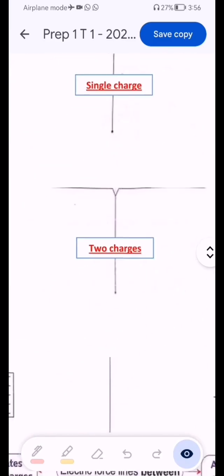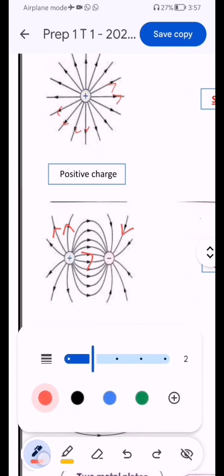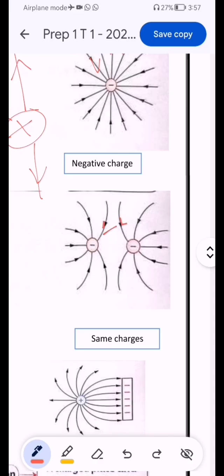Okay, number 2, if you have two charges, a positive and a negative, the electric field lines will move from what, or start from what? From positive to negative, and the other arrows of the negative go in, and the other arrows of the positive go out. Okay, and if we have same charges like negative and negative, we said same charges repel each other, so the electric field lines repel each other. Okay, they do not intersect each other.